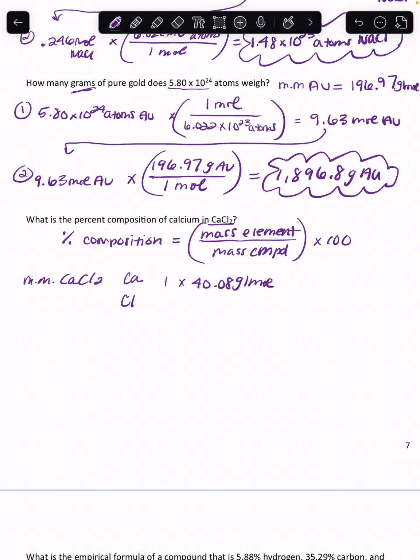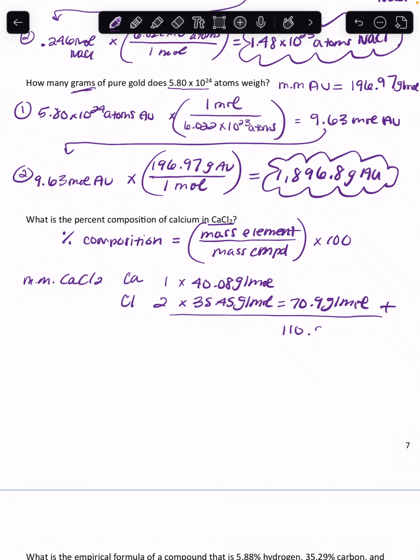For chlorine, I have 2, and they're each 35.45 grams per mole. If I multiply that together, it's 70.9. Awesome. And then we can add these 2 numbers, and we can go, okay, how much is it? What's the total? I'm coming out with 110.98 grams per mole. That is what CaCl weighs.